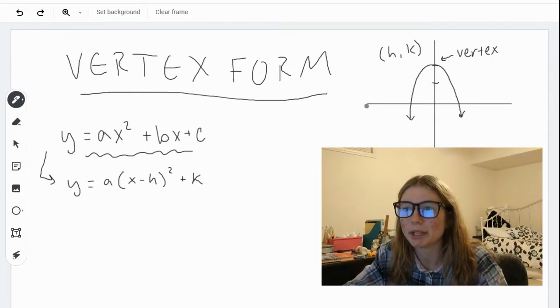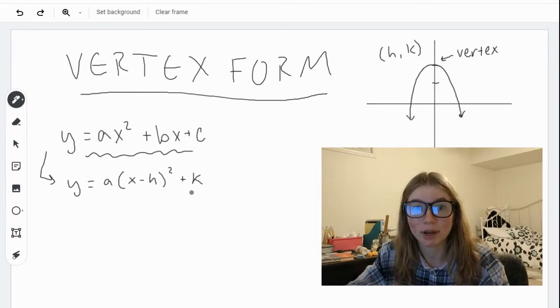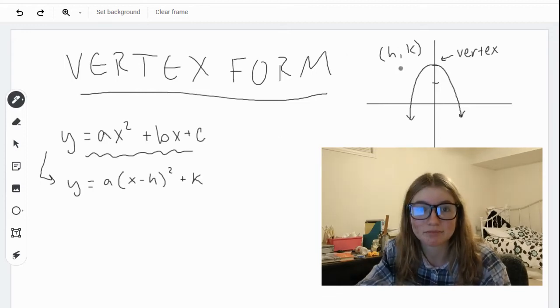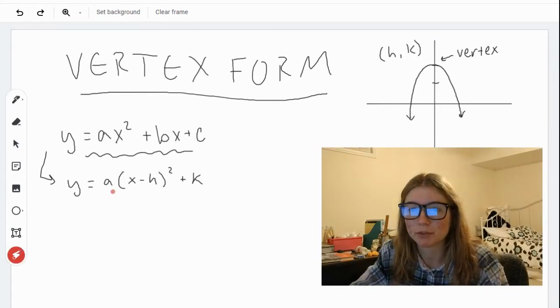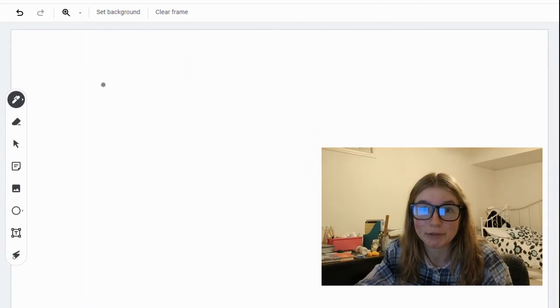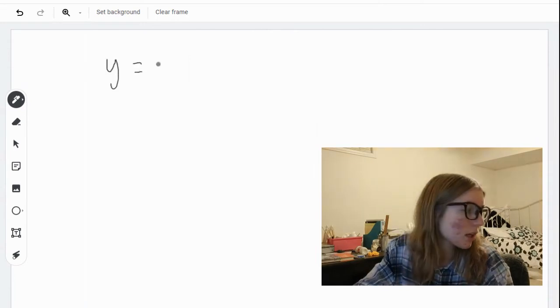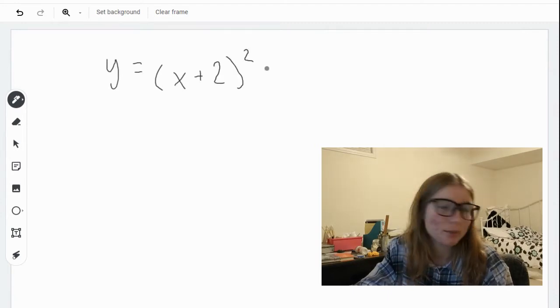And when you're thinking about the vertex form of a quadratic equation, the h and the k correspond to the coordinates of the vertex of that equation. So, for example, for said equation, over here, h, k are the coordinates of its vertex. So we're going to do an example, and we're going to start with an equation in vertex form: y equals (x plus 2) squared plus 3.